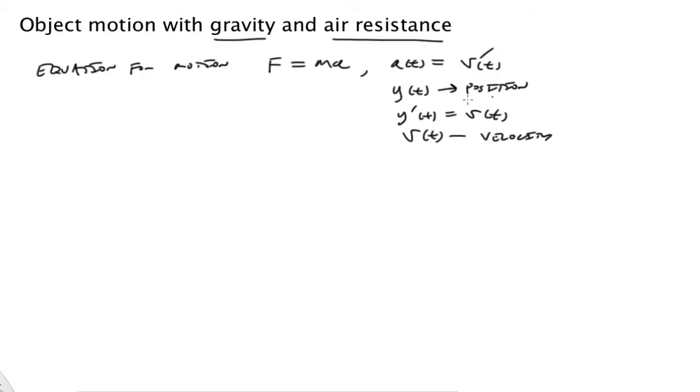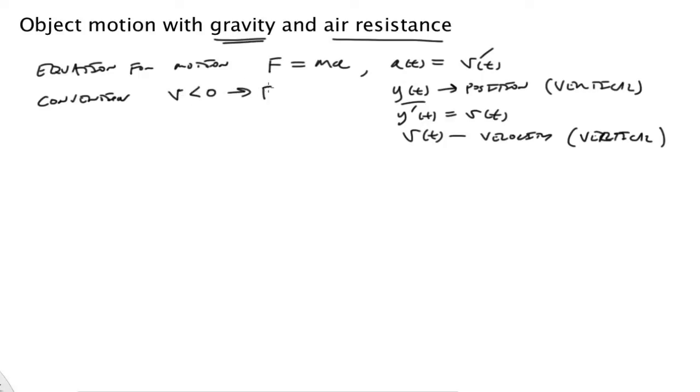And of course, y of t in this case we're going to call vertical position. And likewise, because we're talking about gravity and the idea of falling objects, velocity will be a vertical velocity. All right, and we're going to have the convention that when v is negative, that means falling or downward motion.